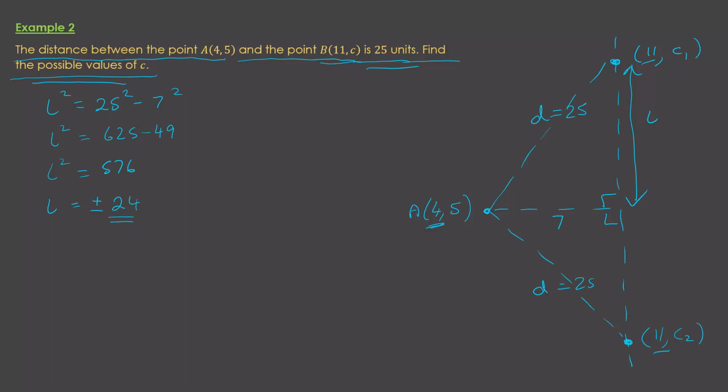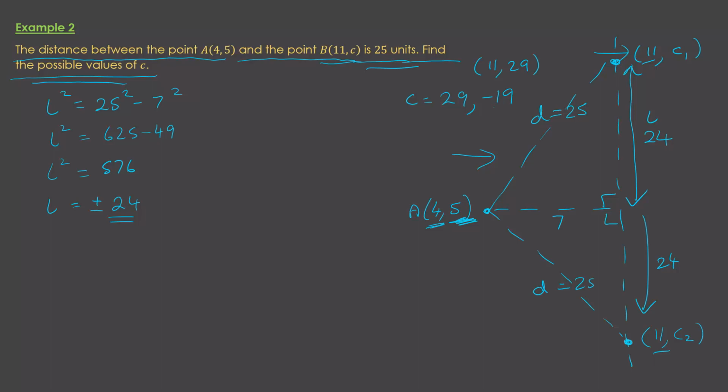So in other words, we could go up 24 or we could go down by 24. The y-coordinate here is 5. So what we've got up here is the point (11, 29). So C equals 29 is one possible value. And going downwards 24 from 5 takes us to negative 19. So that's one possible way of doing it, just drawing a diagram and using Pythagoras.